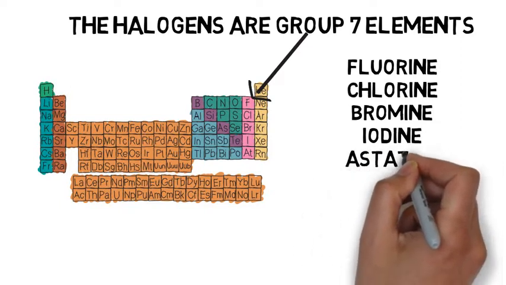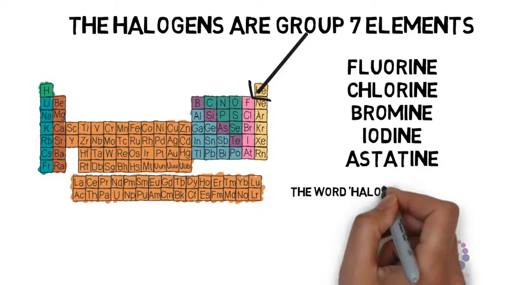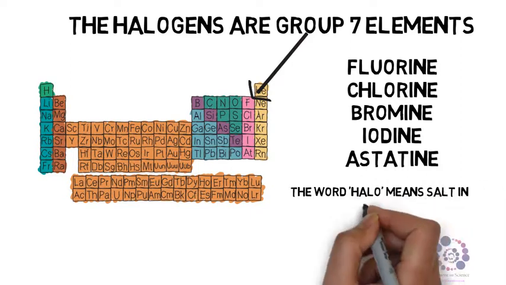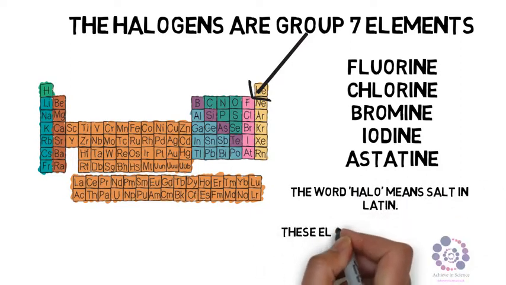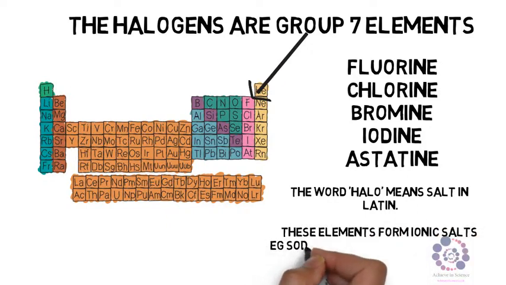The word halo at the beginning of halogens means salt in Latin. Therefore we can remember that these elements form ionic salts, e.g. sodium chloride and potassium iodide.